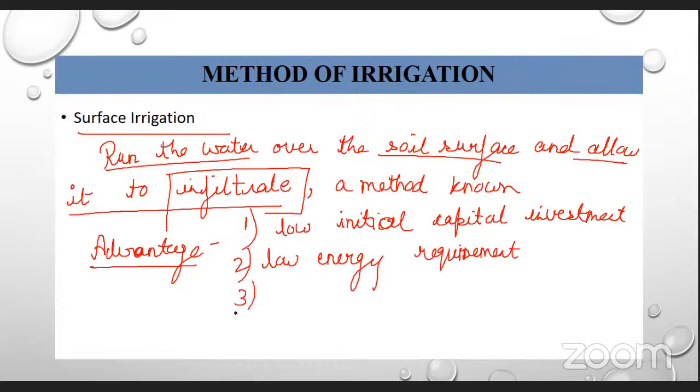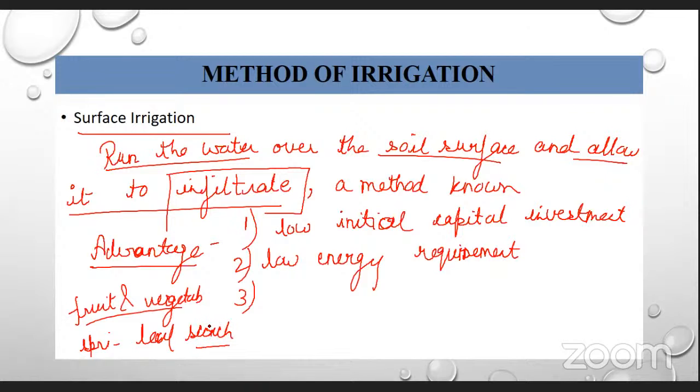The third one is that certain fruits and vegetables, which can be damaged by sprinkling because of leaf scorch from the salt residues of the sprinkler water, can be safely irrigated by surface irrigation. Especially with fruits and vegetables, if we apply the water through a sprinkler, then some scorching will be seen on the leaf.